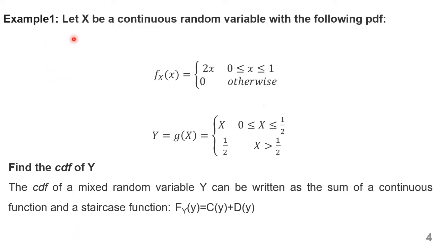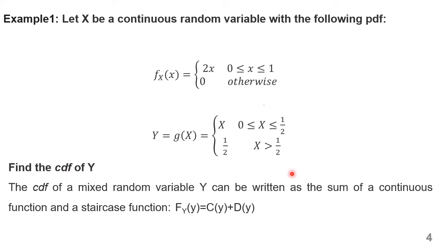Let us take some examples. Let x be a continuous random variable with the following PDF: f_X of x is equal to 2x for x varying between 0 to 1, 0 otherwise. Y is equal to g of x, that is equal to x for all values of x between 0 to half, and it is half for x value greater than half. We need to find the CDF of y.